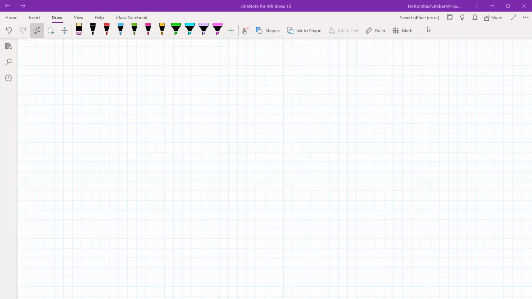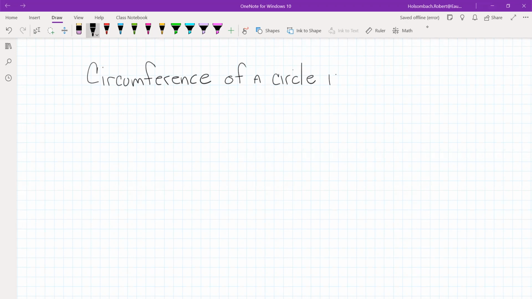And on page 699 today, we are going to talk about circumference. And circumference of a circle is the distance around the circle.